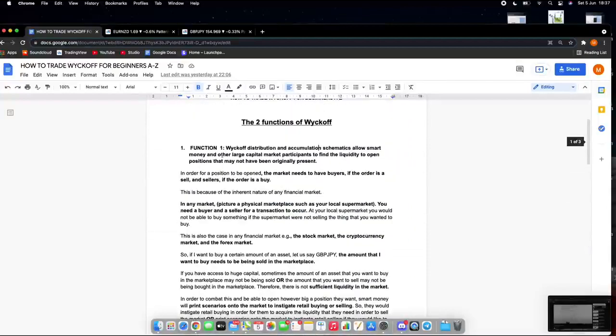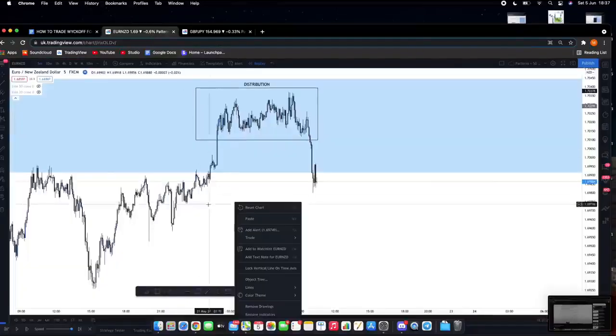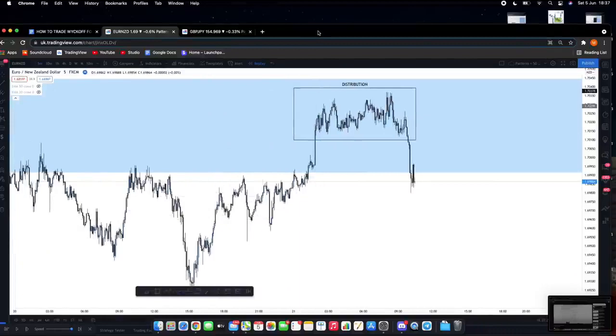I'll be talking about the functions of Wyckoff. I'll be talking about how to use Wyckoff for low time frame entries, and then finally how to identify Wyckoff on the chart. Right, so the first thing, the functions of Wyckoff.